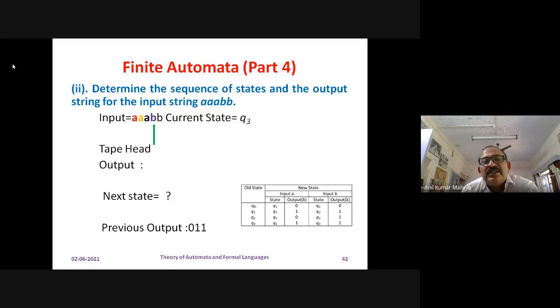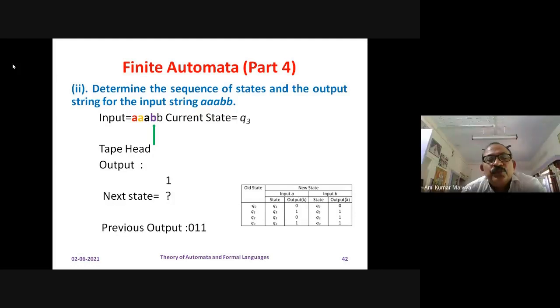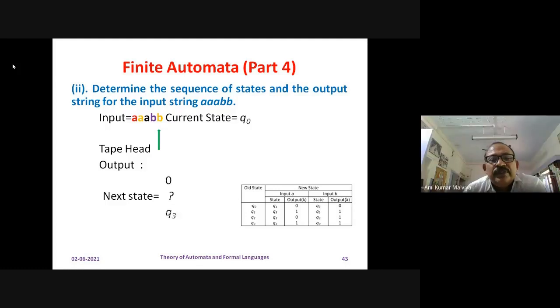Machine is in state Q3 and now at this time input is B. What will be the output? 1, Q0. Very good. Output is 1 and next is Q0. Means machine goes to the state Q0. Next, machine is in state Q0. Input is B. Sir, output is 0. Output 0, state Q3. Very good.